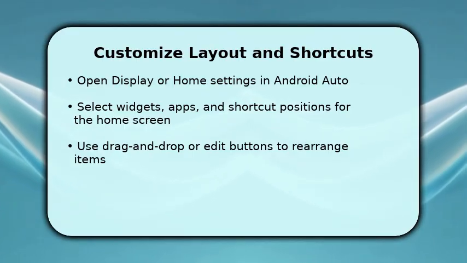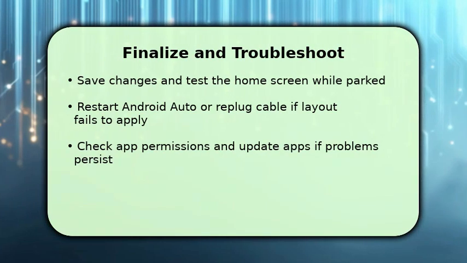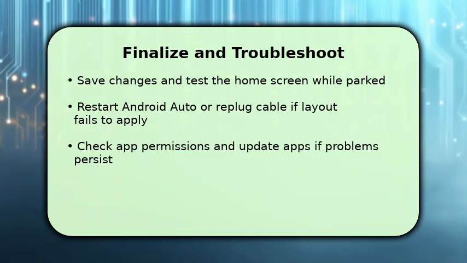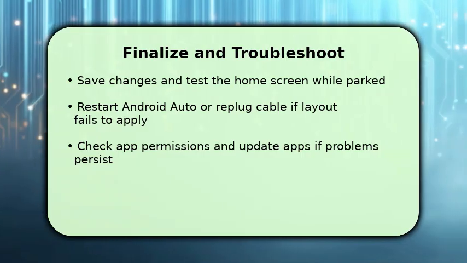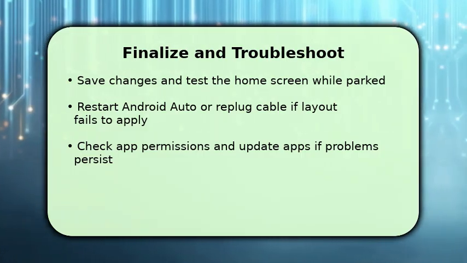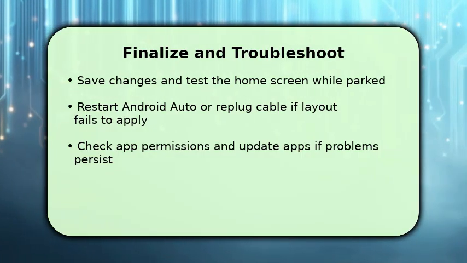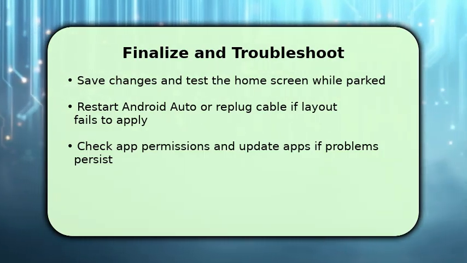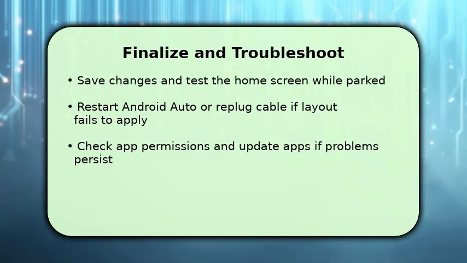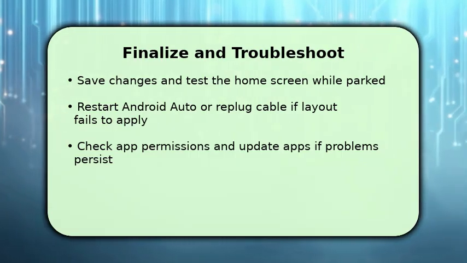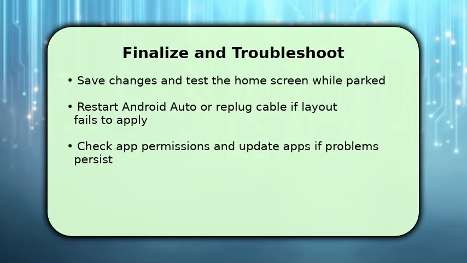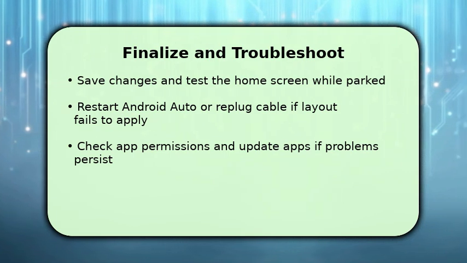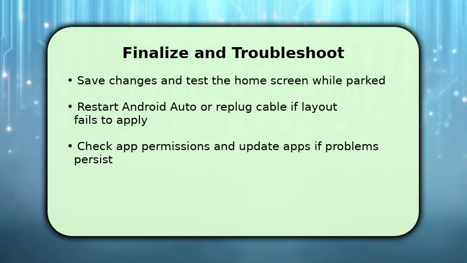You finish by saving and testing the new home screen while safely parked. If changes don't appear, restart Android Auto, disconnect and reconnect the cable, or toggle Bluetooth. These quick resets often apply layout updates. If issues persist, make sure the Android Auto app and car head unit firmware are updated, and verify app permissions for notifications and background activity. As a troubleshooting tip, clear the Android Auto cache or reinstall the app if the home screen still won't update.